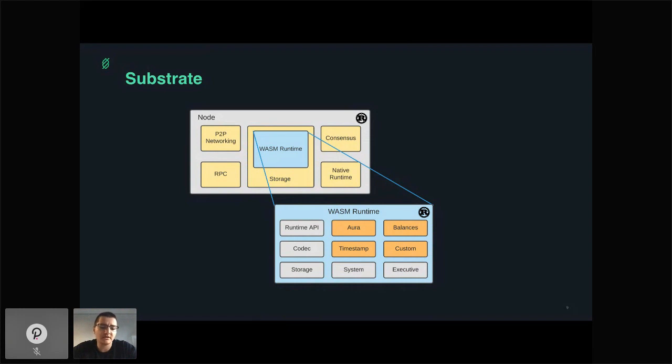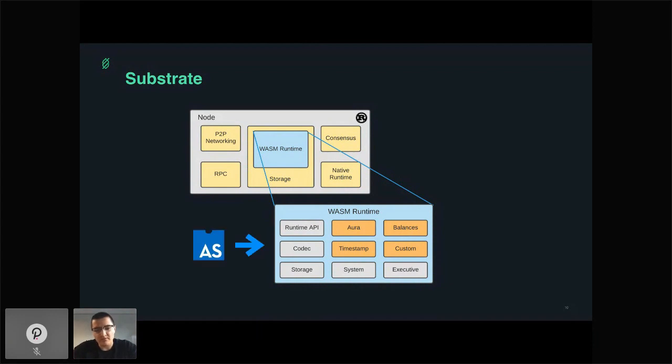We are focusing usually only on the orange boxes that you see there in our diagram. So, for example, we define the consensus algorithm. Normally, we get it from the Frame library, and we define whether we want assets or balances, treasuries, etc. We decide what features we want in our blockchain. We could even add our own custom module, as I already mentioned, if there's no pallet in Frame for that.